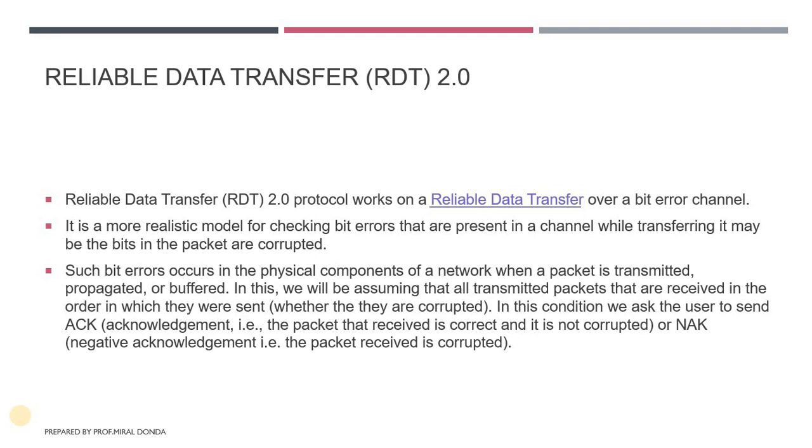So the receiver sends an acknowledgement to the sender. If the packet is received correctly, it sends a positive acknowledgement, and if not, it sends a negative acknowledgement to the sender. Then the sender sends that packet to the receiver again. So that is the concept of RDT 2.0.